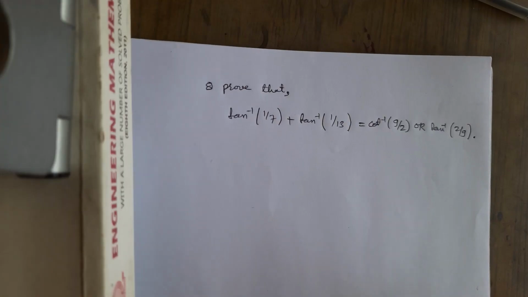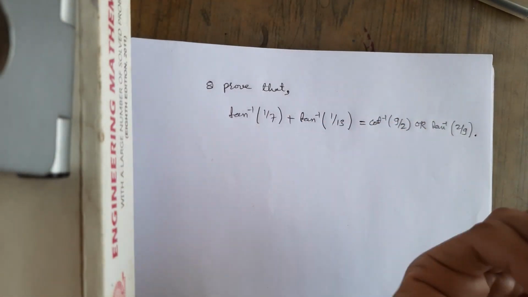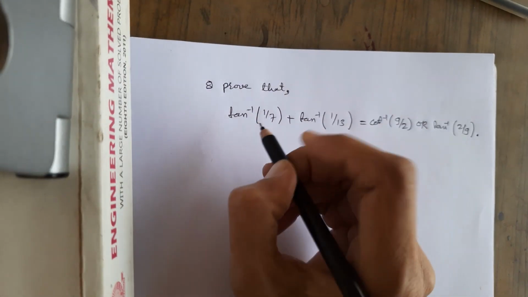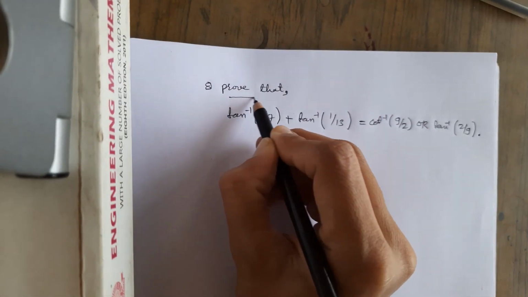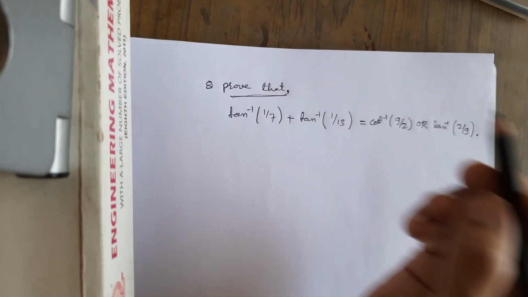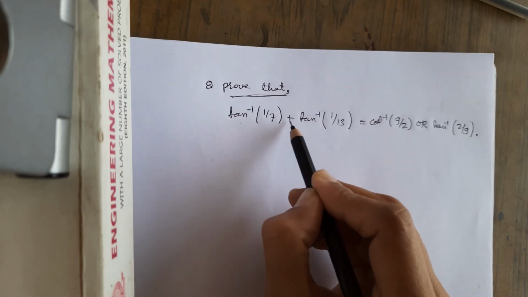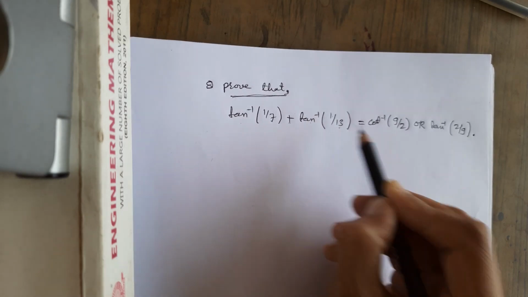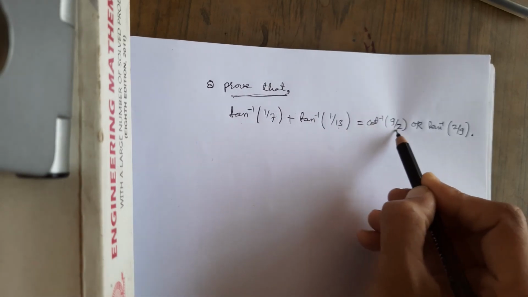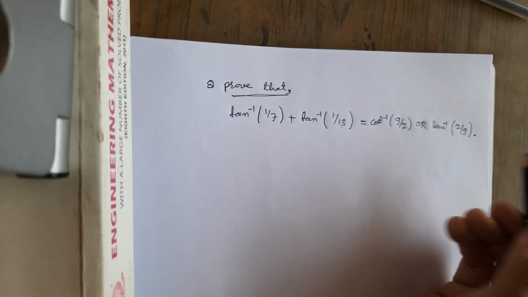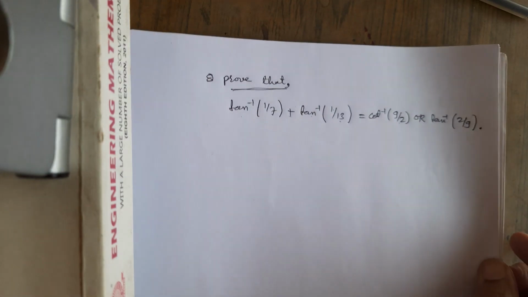Another type of problem that we can have on this property is a "prove that" or "show that" kind of problem. So here I want to show that tan inverse of 1 by 7 plus tan inverse of 1 by 13 is equal to cot inverse of 9 by 2, or tan inverse of 2 by 9. That is what I need to show here.